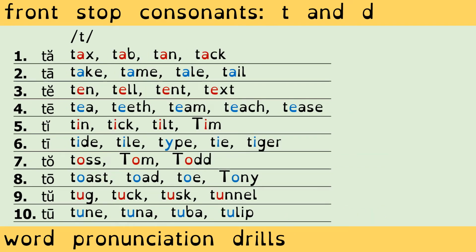Next, let's try reading the following words. Pause and restart the video when you are ready. Okay, let's go. Repeat after me. Number 1. Ta. Tax. Tab. Tan. Tack. Number 2. Tay. Take. Tame. Tail. Number 3. Te. Ten. Tell. Tent. Text.